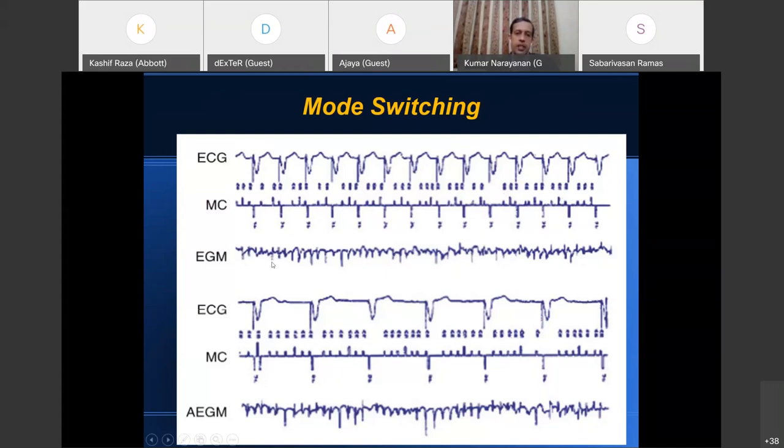And therefore, you can see in the bottom panel that this rapid tracking stopped, and the device just switched to pacing the ventricle at a set and programmed rate. And this will keep going in this manner till the atrial arrhythmia terminates, and then the device will again switch back to a tracking mode.